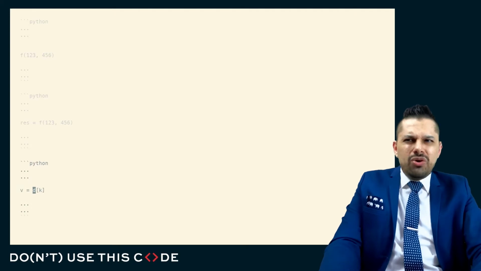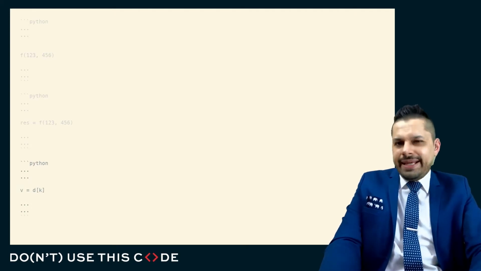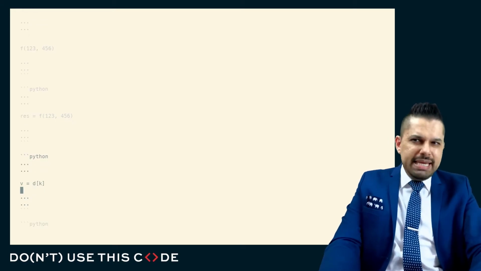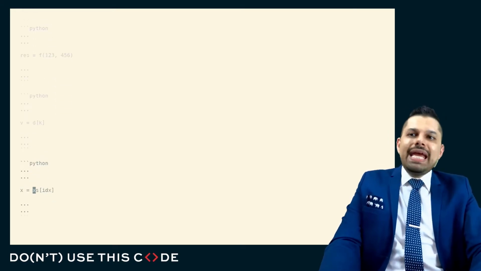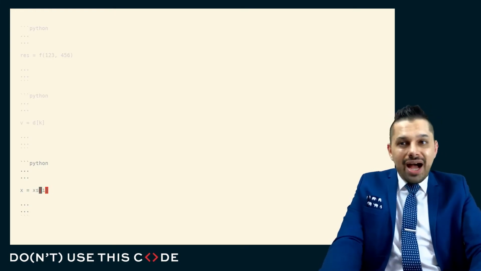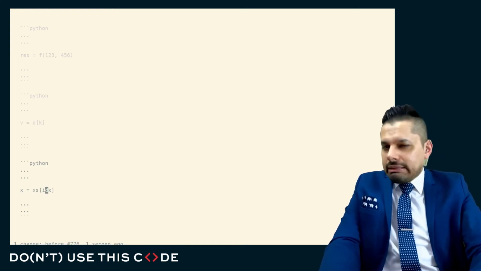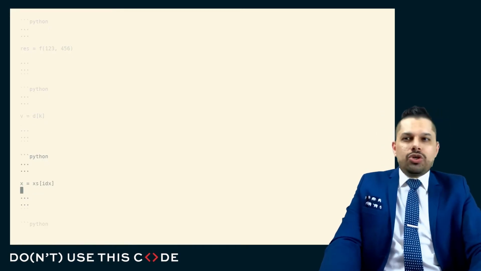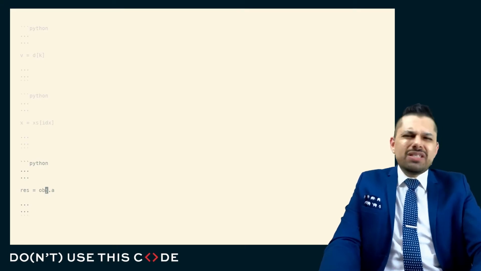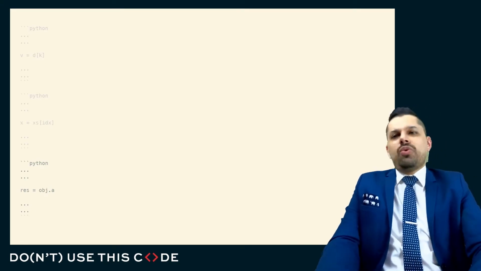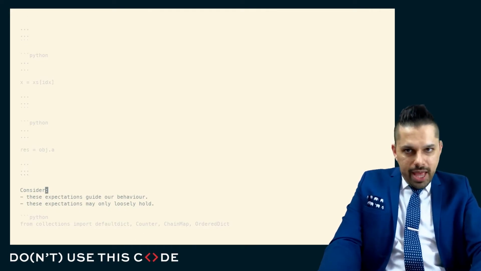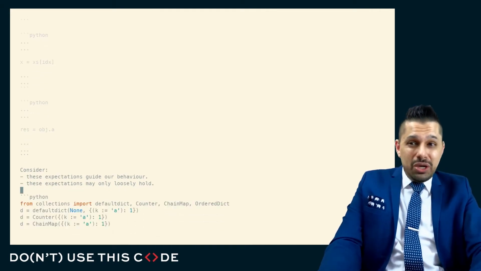If you're looking through some code and you see d with a square bracket after it and k and you assign that to v, this is probably a dictionary that's performing a lookup with a key giving the corresponding value. If you saw x with a square bracket and a variable called index or maybe i and it returned a value, this is probably a list that's looking up an index and returning a single element. If you saw object.a and it returned a value, this is probably doing an attribute lookup and it's returning whatever was at that attribute. Note, these expectations guide our behavior, but they may only very loosely hold.